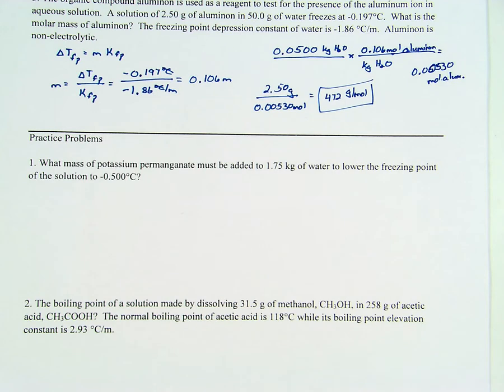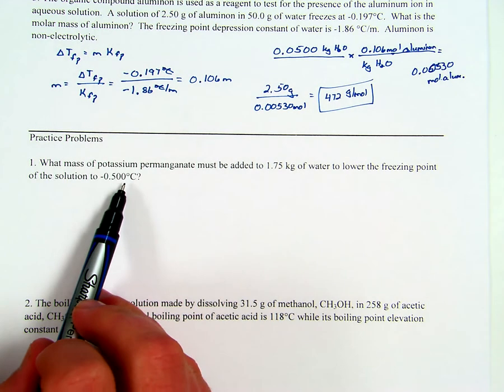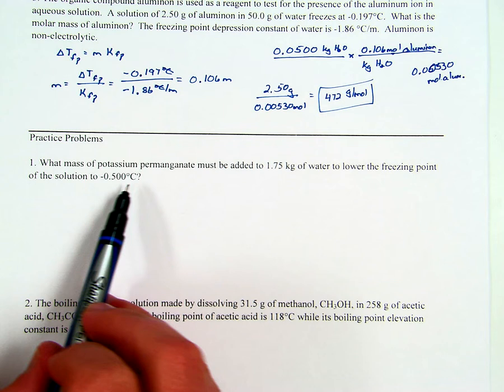Alright, first question on the practice problems is a little different than the examples. We're asked to find the mass of potassium permanganate that must be added to 1.75 kilograms of water to lower the freezing point of the solution by 0.5 degrees Celsius. Again, here's an example where we're given the depression, so we should just be able to find the molality and then use that in order to find the mass. That would be our strategy here.